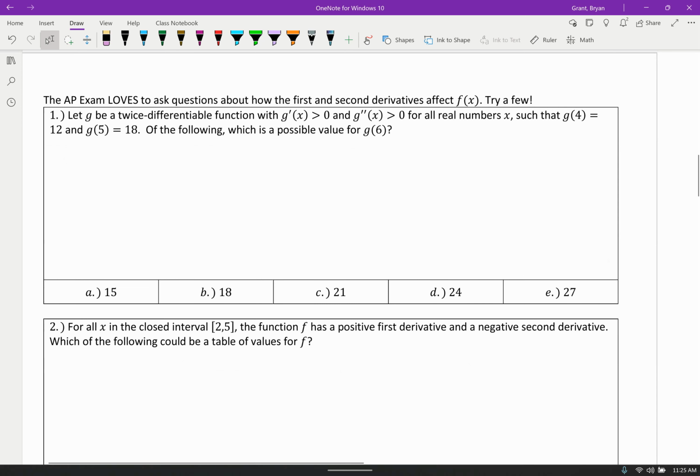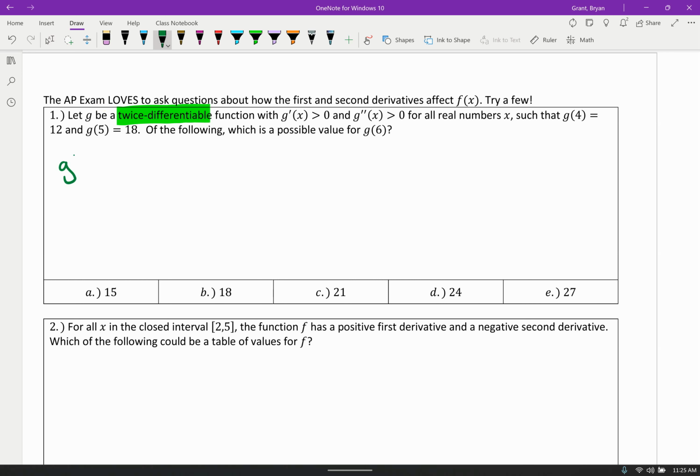Alrighty. Let's go ahead and take a look. Let g be a twice differentiable function. What does twice differentiable mean? Do you guys remember? Differentiable means that you are able to take the derivative and the derivative exists everywhere, twice for g. So not only does g prime exist everywhere, but g double prime also exists everywhere. Okay, and then we know a few things.